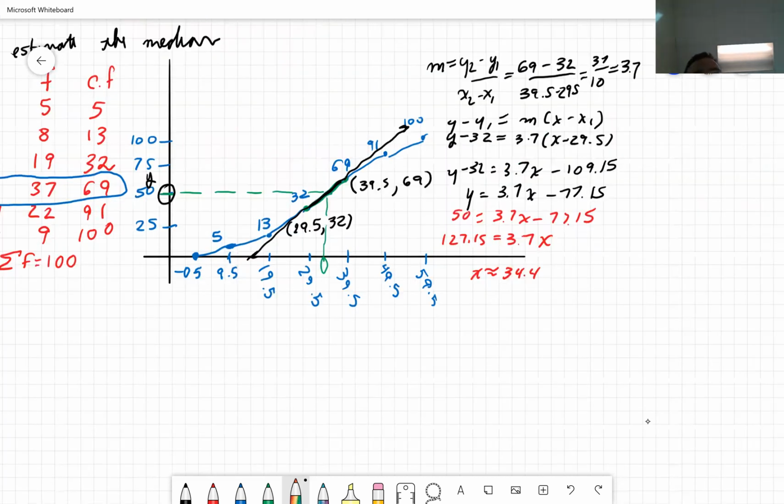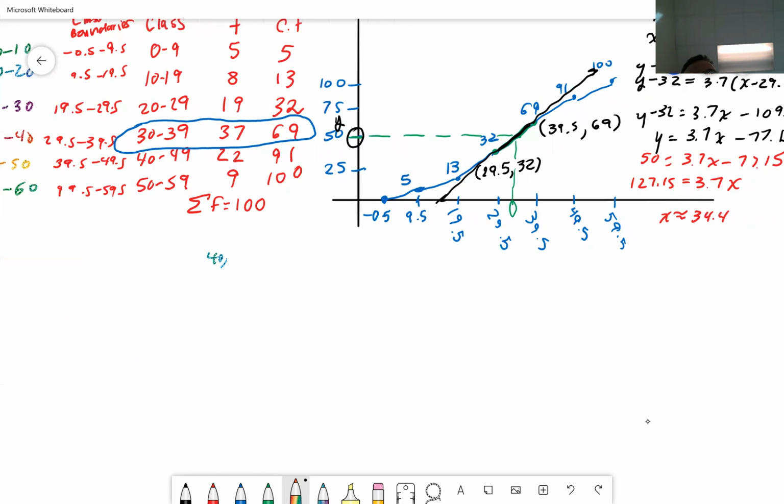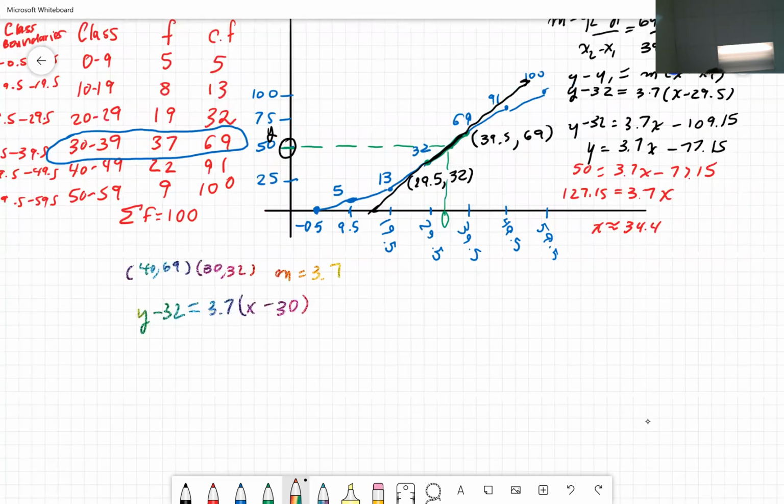So we got 40, comma 69, and we got 30, comma 32. We know the slope here is going to still be 3.7. It doesn't matter. So we just have, let me just pick y minus 32 equals 3.7 times x minus 30. And it's the same question, basically.